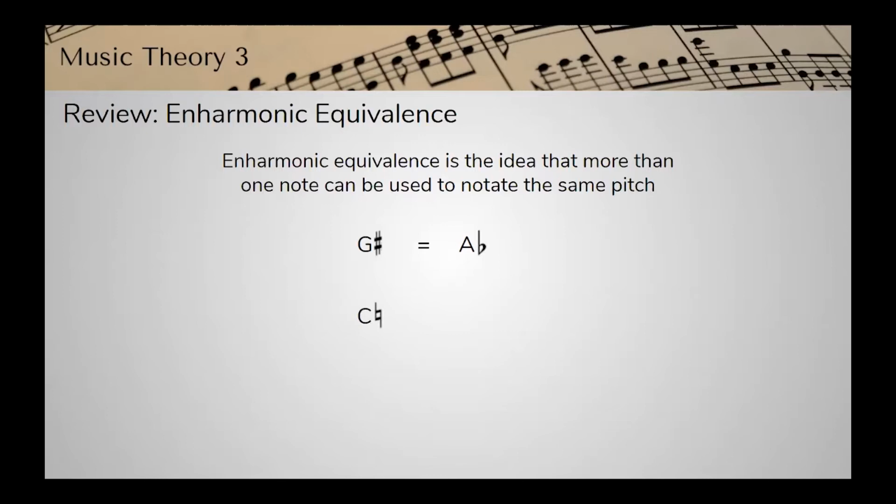Another one is a C natural, which sounds like this. That's enharmonically equivalent to a B sharp, which sounds like this. Again, the same pitch, but you can use two different notes to represent that pitch. An E flat sounds like that, and it is enharmonically equivalent to a D sharp. Okay, so that's enharmonic equivalence.